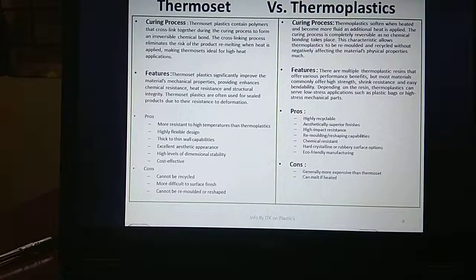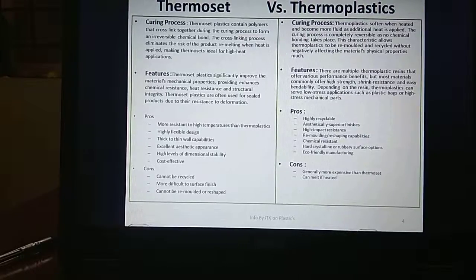Thermoplastics soften when heated and become more fluid as additional heat is applied. The curing process is completely reversible, as no chemical bonding takes place. This characteristic of thermoplastics allows them to be remolded and recycled without negatively affecting the material's physical properties much.